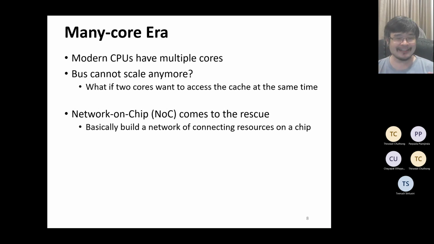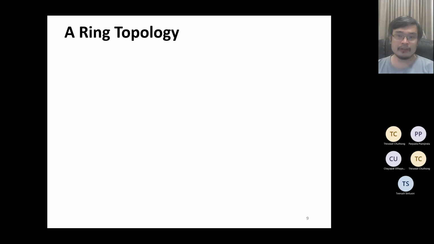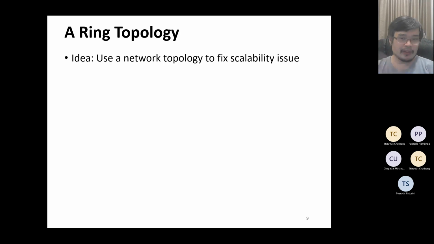Basically, the design was inspired by computer networks. The idea is, hey, why don't we build a network that connects the resources on the chip, right? If you want to connect things together, one of the simplest things you can do is connect them in a ring, right? So the simplest form of connecting is, well, let's use some network topology to connect the CPU cores. And let's use a ring.